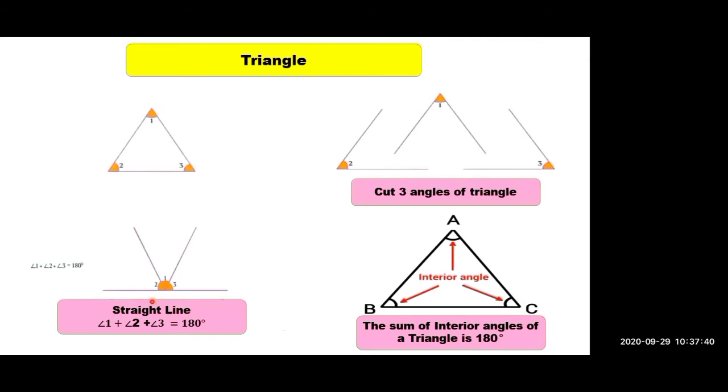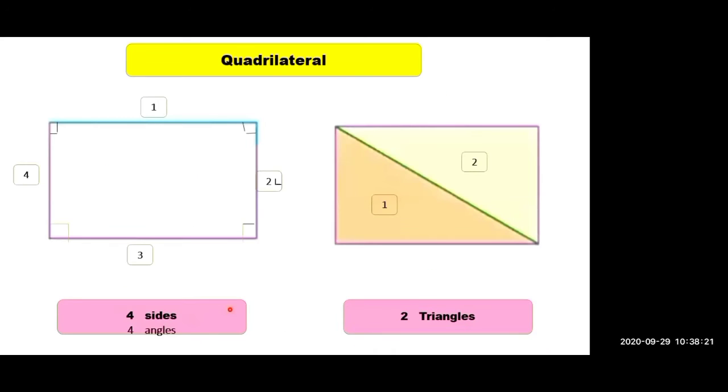Yes, 180 degree. So if you add these three angles, means angle 1 plus angle 2 plus angle 3 equals 180 degree. So we can conclude that the sum of interior angles of a triangle is 180 degree. अब समझे ट्रायंगल के एंगल का सम 180 डिग्री ही क्यों होता है? बिकॉज दे आर इन अ स्ट्रेट लाइन. Yes, good.